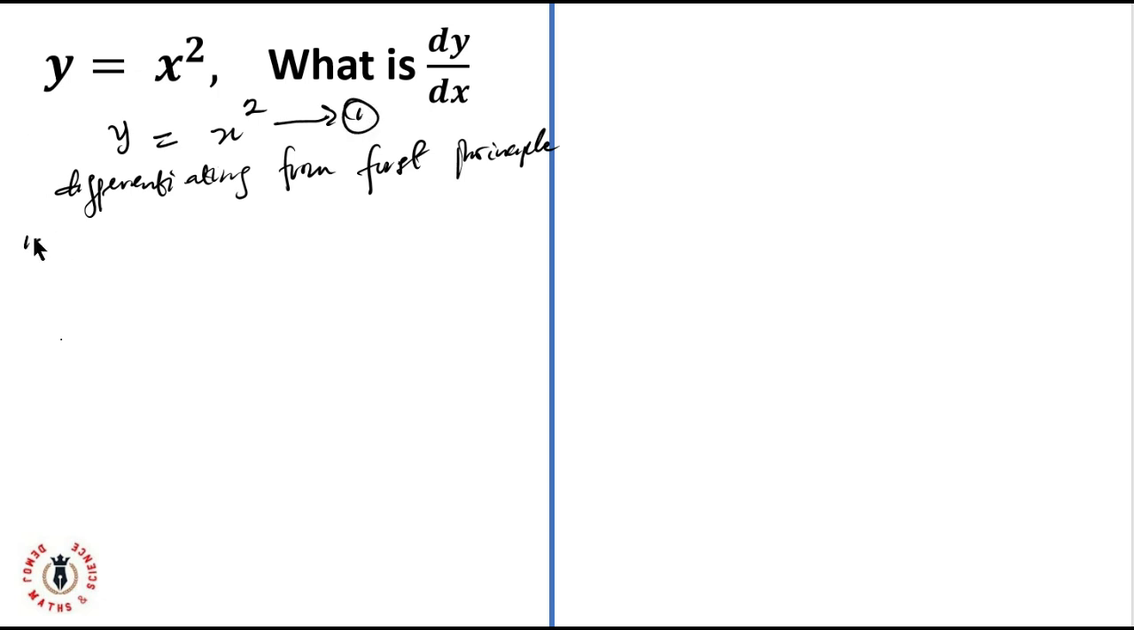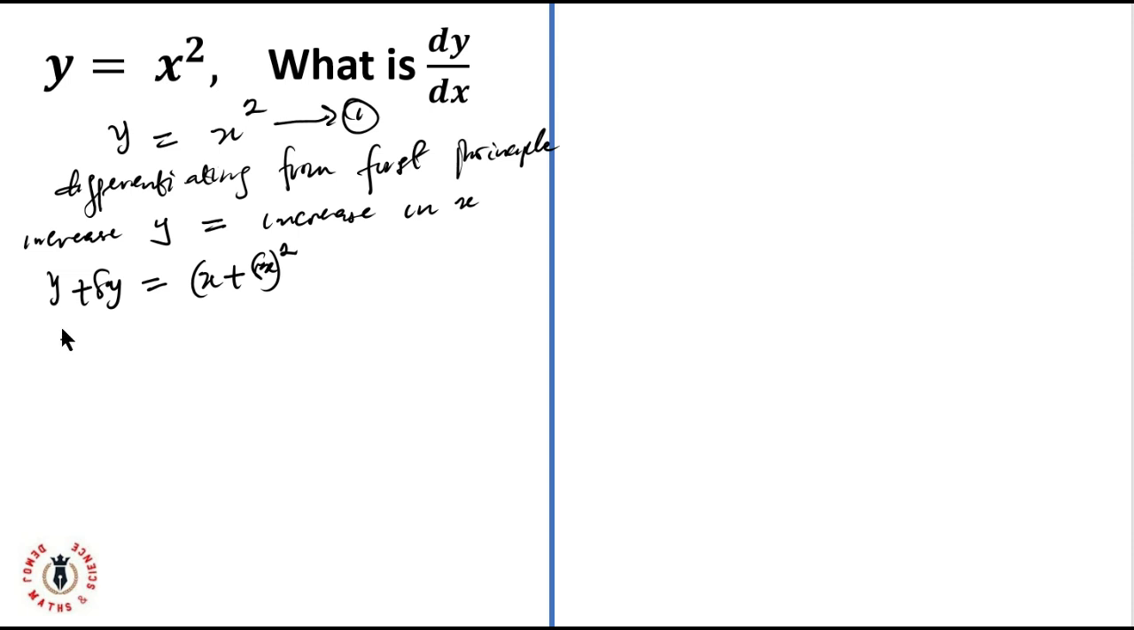From 1, I can increase my y, which will also result in an increase in x. So that I'm saying that my y plus a change in y will be equal to my x plus a change in x. But remember that the x is squared, so my change in x also will be squared. So that my y plus delta y will now be equal to, let's open this bracket, x plus delta x into x plus delta x.